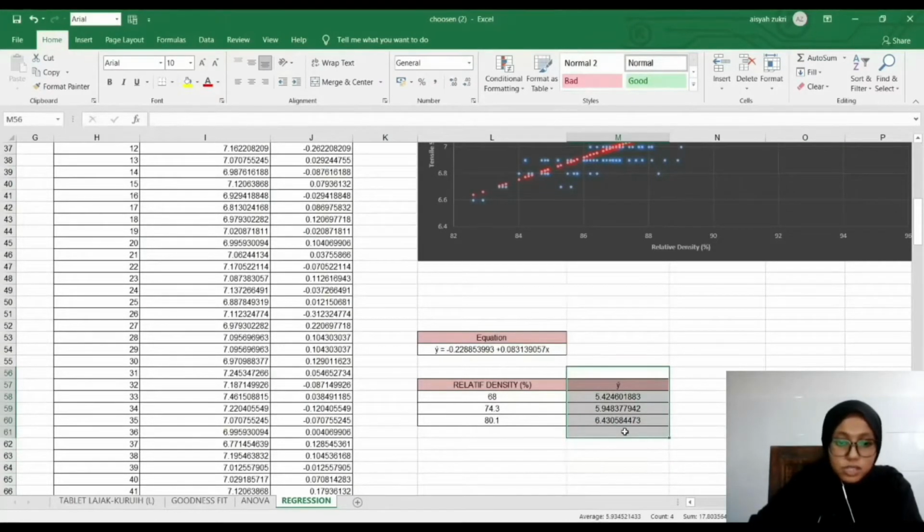So the conclusion that we can make is that the linear regression model is a valid model to predict the test result of the tensile strength of the tablets based on its relative density with up to 95% accuracy. Thank you.